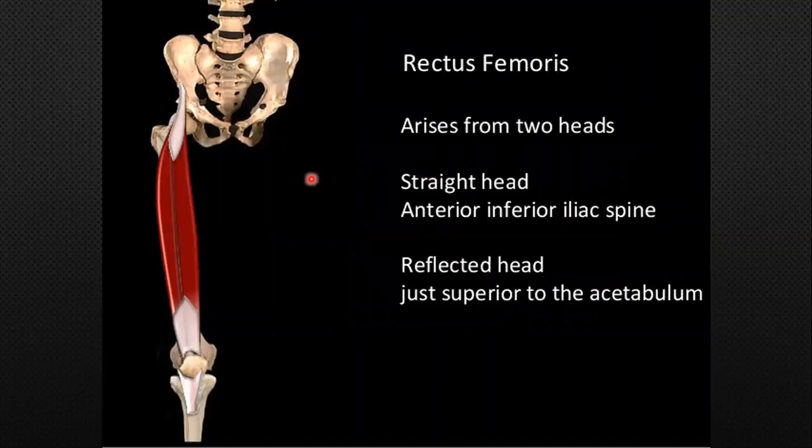It has two heads. One is a straight head, while another one is a reflected head, which is lying behind the straight head and is not that clear in this diagram. The straight head takes origin from the anterior inferior iliac spine. This is the anterior superior iliac spine, while here is the anterior inferior iliac spine, and it is taking its origin from there, while the reflected head is arising from just above the acetabulum, okay, from this part.